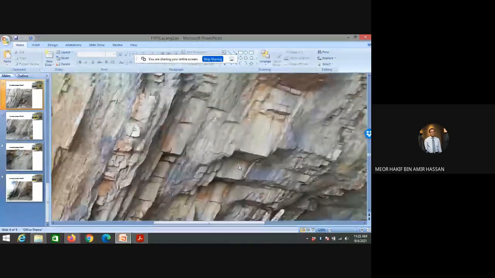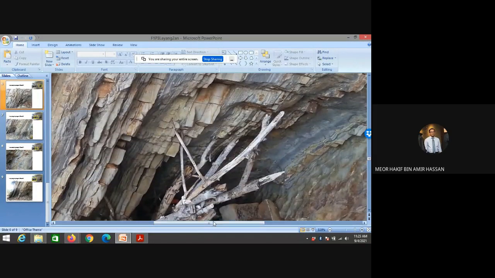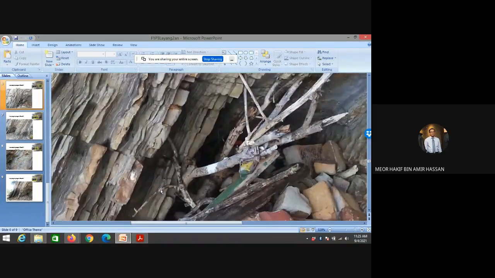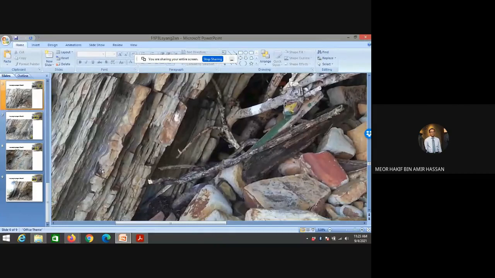Zoom in to the photo. It's a bit clumsy, sorry. Okay. What are these? What do you think those are? This is a sandstone. And what are these? Is it weathering? Flame structure? Alright.